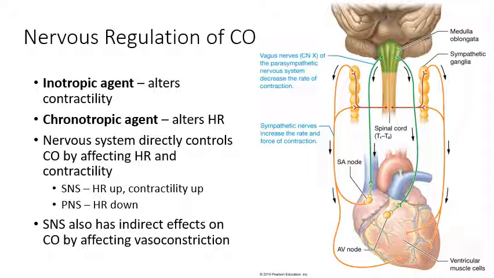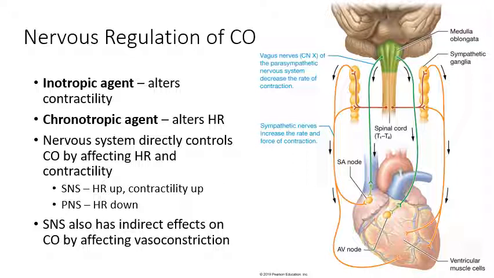The heart rate will go down. Contractility will actually not be affected, but heart rate will go down. When heart rate goes down, cardiac output will go down. So the SNS increases cardiac output and the PNS decreases cardiac output. Of course, the SNS also has effects on vasoconstriction. When the SNS causes vasoconstriction, that means that vascular resistance goes up, and then that increases afterload, which decreases cardiac output. So the effects of the SNS that increase cardiac output are also somewhat offset by the effects that decrease cardiac output by increasing vasoconstriction.